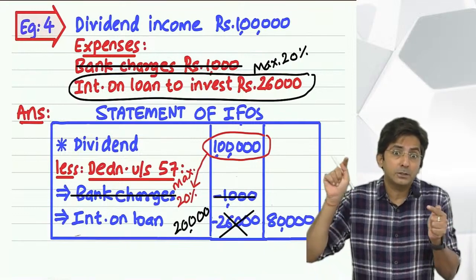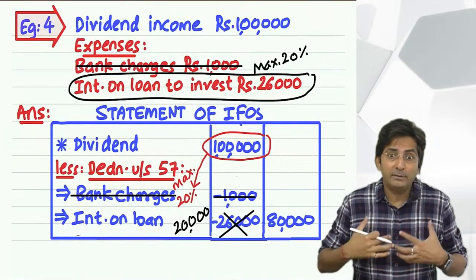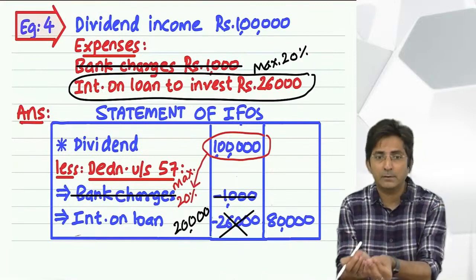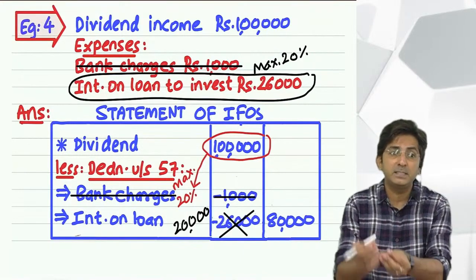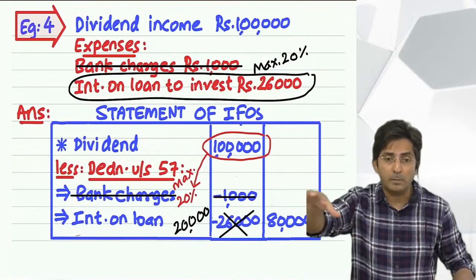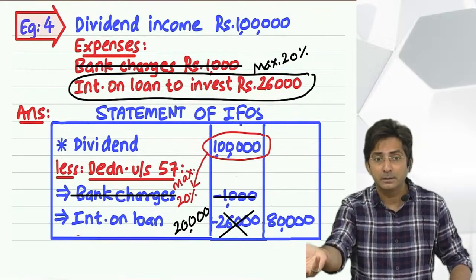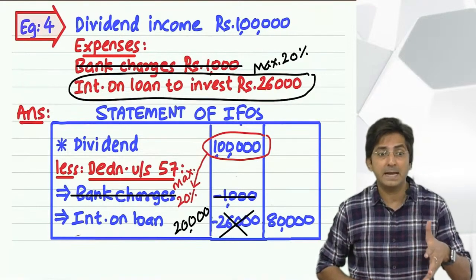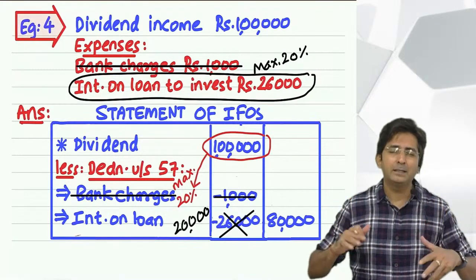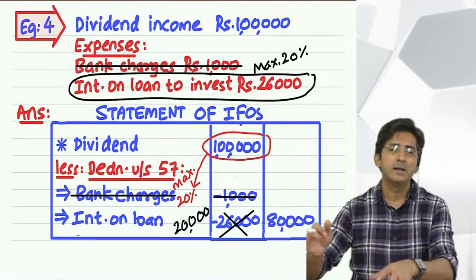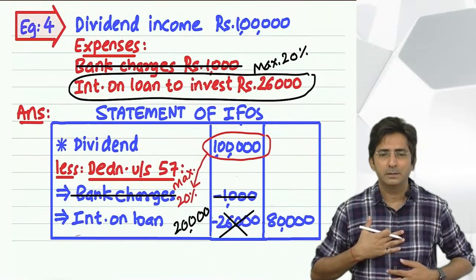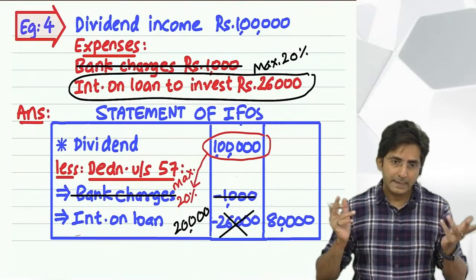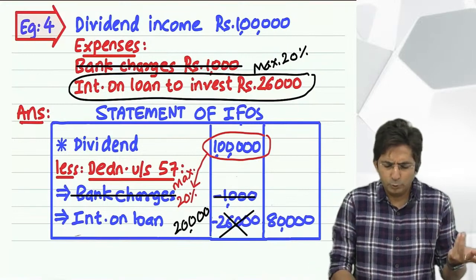Why rich people? Because dividend comes from shares, and everyone does not have the daring to invest in shares. A middle class person has hardly some income to survive, so he cannot invest in shares. Because in the stock market there is a risk that your money will get lost. That risk appetite a middle class person doesn't have. Only a rich person will think, at the most my money will be lost, and he can bear the loss. So do you agree dividend income is an income of rich people? Yes. So government says dividend is usually earned by rich people.